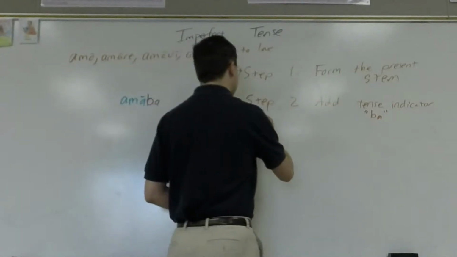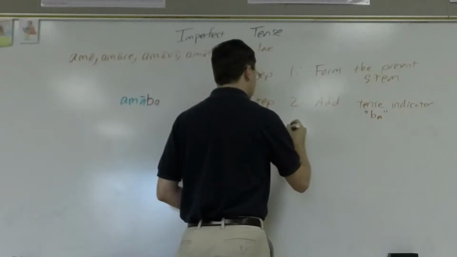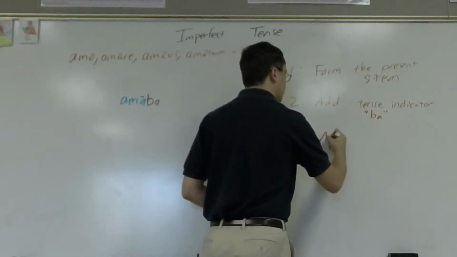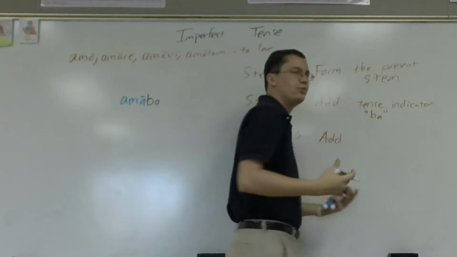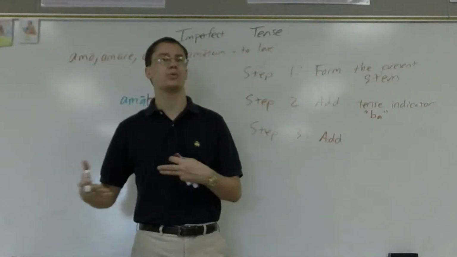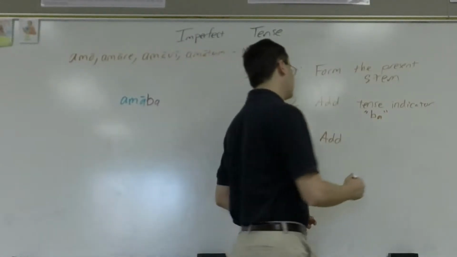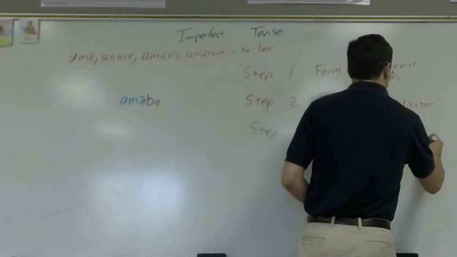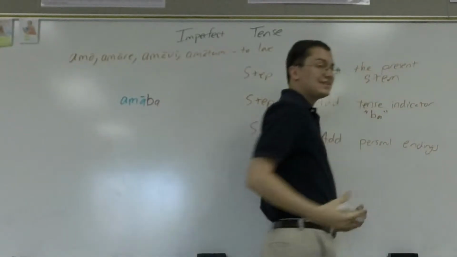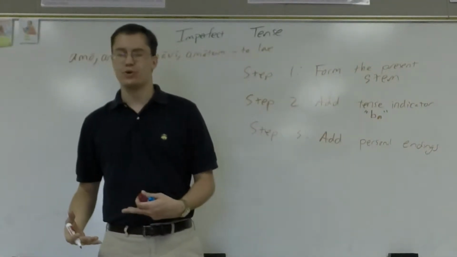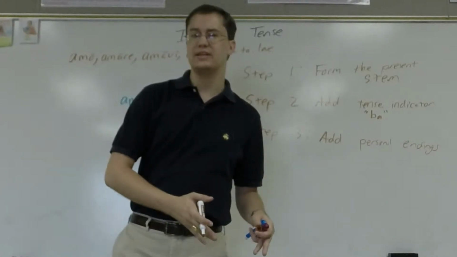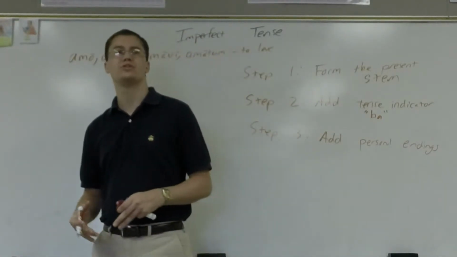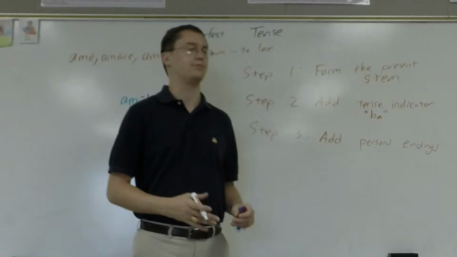Finally, this brings us to step 3, and step 3 is that final step that is really easy. We're going to see this happen a lot when we work with verbs, regardless of the tense. And that's simply to add the personal endings. For the present tense, we know that those personal endings are o, s, t, mus, tis, nt in the active voice, and in the passive voice, they're r, ris, tur, mur, mini, ntur.